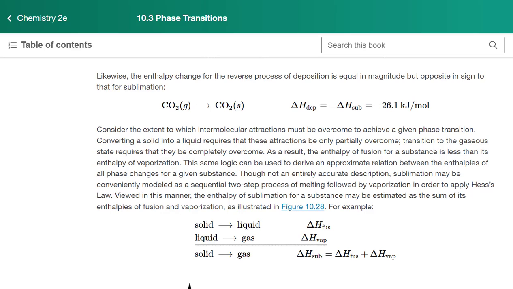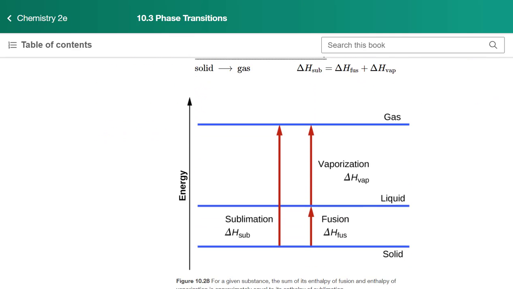This is basically going back to the thermochemistry we did earlier, where you can look at going from initial to final and add things together like that. And here we're showing graphically how we would do that. So heat of fusion plus heat of vaporization equals heat of sublimation.